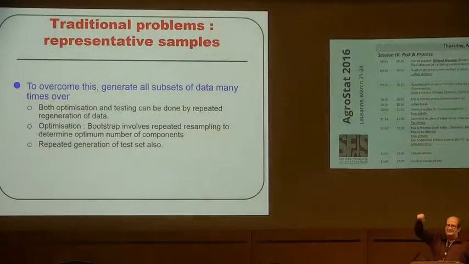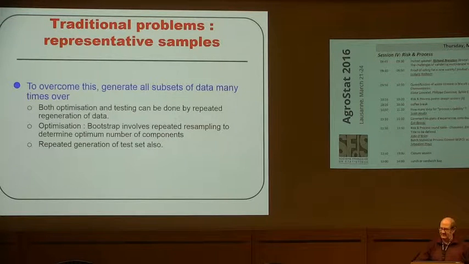So to overcome this, what you would do is generate all the subsets many times. So you go many, many times over and generate the subsets. So you don't just have one test set and you don't have one training set. And we heard yesterday about the bootstrap. The bootstrap is a way of doing this, which is good. But use that for optimization and have another level using it for the test set. So you want to regenerate the test set and you want to regenerate the optimization set.